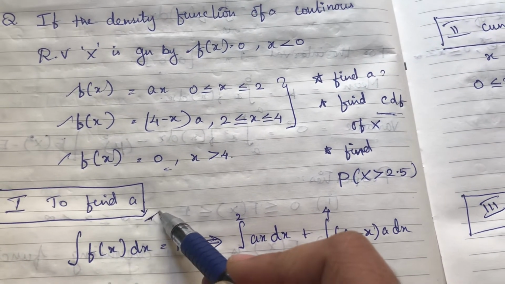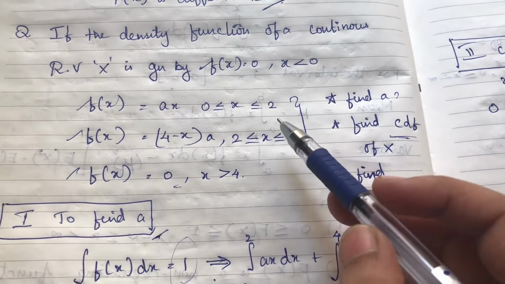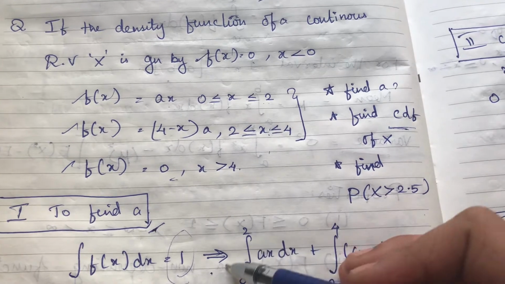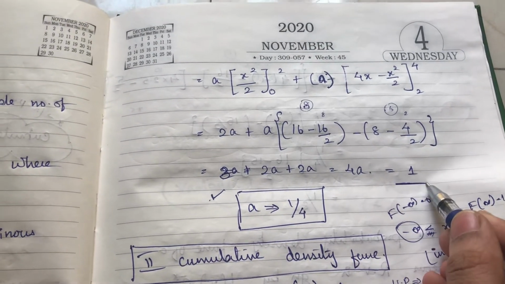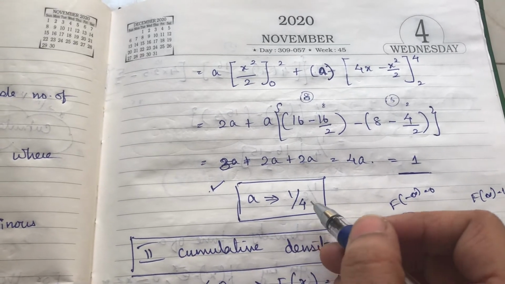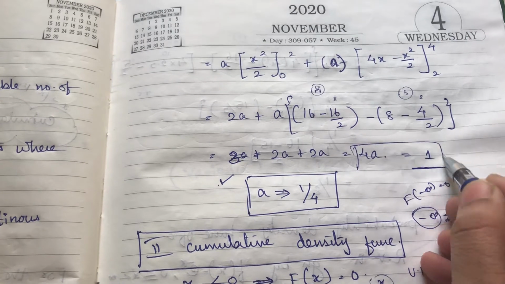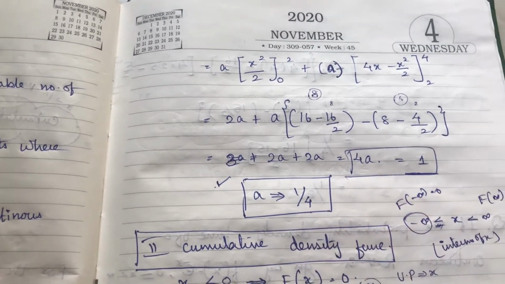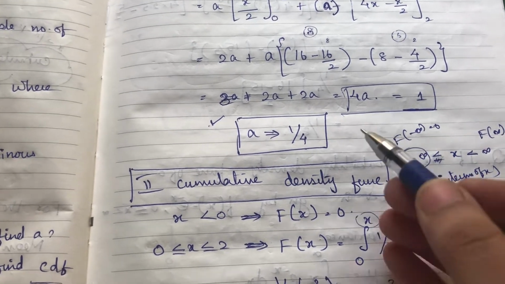First I need to find the a value, so for that purpose I am just equating it to 1. Only two things are here, so by doing the integration you will get the answer as 1. So we can easily say a is equal to 1 by 4. So a is equal to 1 by 4.